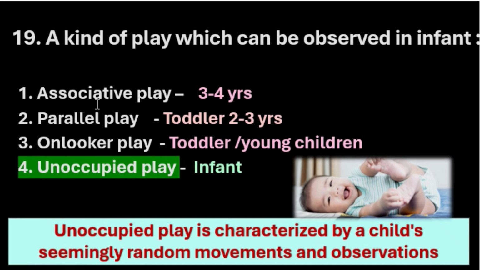Associative play is seen in 3 to 4 years, which is in preschoolers. Then parallel play is seen in toddlers 2 to 3 years. Onlooker play is in toddler or young children, and unoccupied play is seen in infant. Unoccupied play is characterized by a child's seemingly random movements and observations. You can see the figure here. It is the kind of play where you can observe a child's seemingly random movements and observations. So unoccupied play is seen in infants.